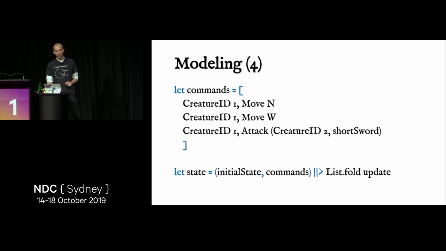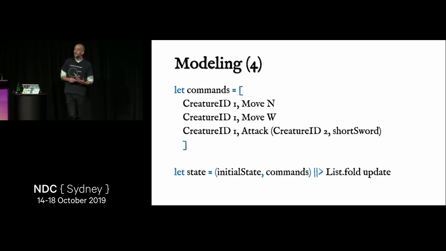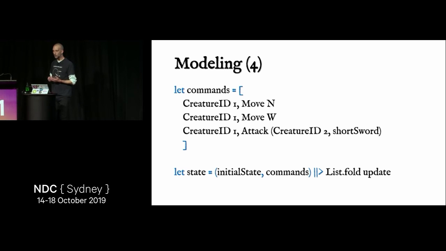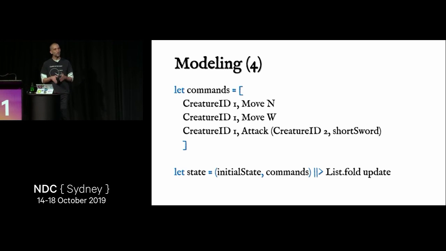I would have a list of commands which would look like this. Creature one moves north, creature one moves west, creature one attacks, and so on. And to resolve how the world looks, I would say here's the initial state, the commands you gave me, fold it, and this will give me the state today. If you've been doing anything like event sourcing, this should look awfully familiar. I'm not going to elaborate on this, but event sourcing and functional programming are a really nice match.